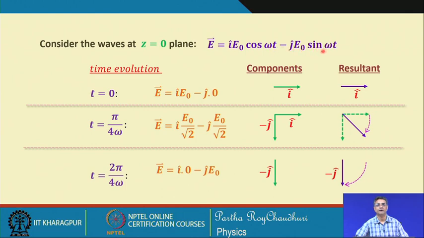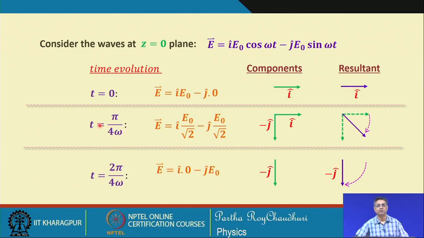E equals i E0 cos ωt minus j E0 sin ωt. Now, we look at the time evolution at z equal to 0. At time t equal to 0, this equation will give you i E0 minus j of 0, because at time t equal to 0 this will give you 1, this will give you 0. That is what is written here. So the entire field is now along the x axis, and the resultant is also along the x axis.